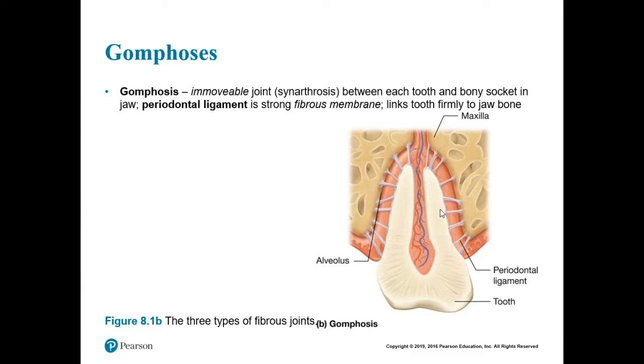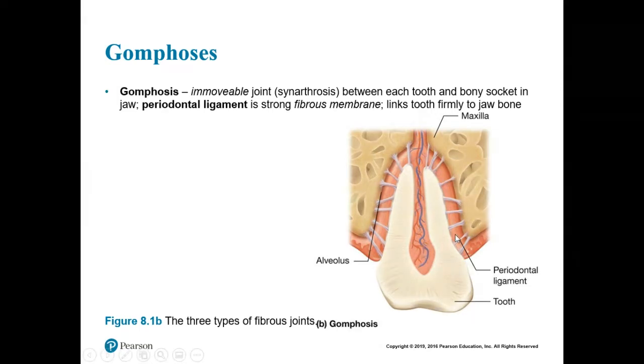Gomphosis is another very specific type of fibrous joint. It occurs in the teeth essentially, so it's going to join together the teeth with the gums. Notice this periodontal ligament right here. Make sure you note that one down, please. It's very important in holding the teeth to the gum, so keeping that stable.